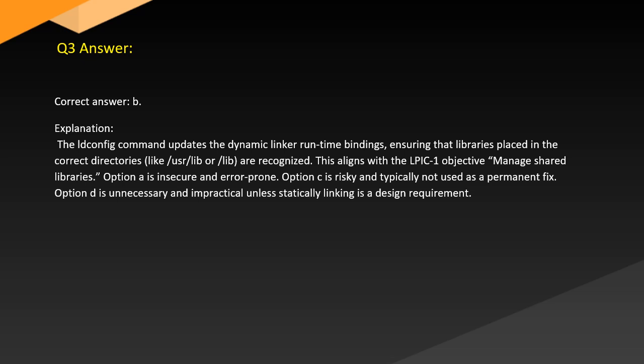Answer. Correct answer: B. Explanation. The ldconfig command updates the dynamic linker runtime bindings, ensuring that libraries placed in the correct directories like /usr/lib or /lib are recognized. This aligns with the LPIC-1 objective, manage shared libraries. Option A is insecure and error-prone. Option C is risky and typically not used as a permanent fix. Option D is unnecessary and impractical unless static linking is a design requirement.